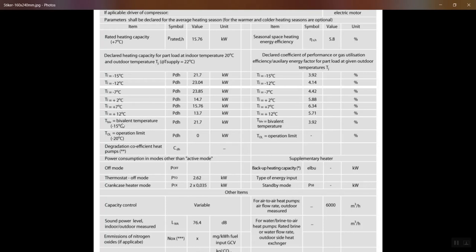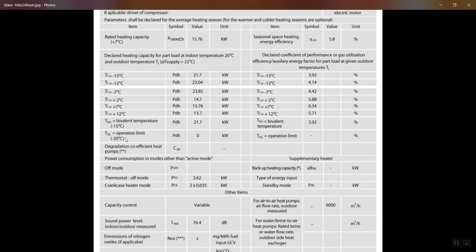So for us, this temperature is minus 15 degrees. Be careful, because for other manufacturers this temperature will be higher, probably minus 5, minus 7 or minus 10. But for us, at minus 15 we are still able to work stably and still able to provide heating capacity.